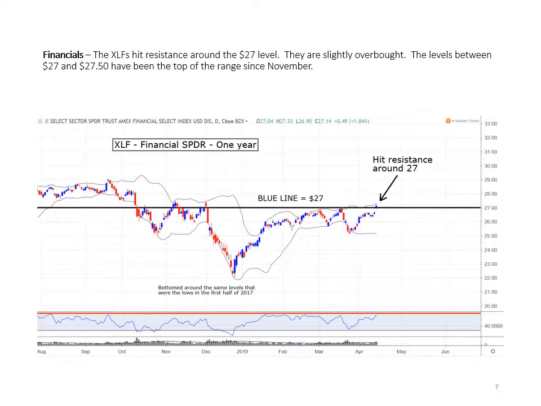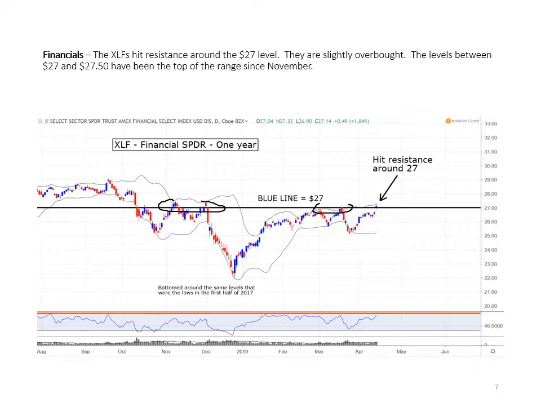Financials, you can see here how the levels between 27 and 27 and a half have been the top of the range since last November. So Friday's close was slightly above. I'm not sure, but I think it was like 27.12. So this is something you can pay attention to.